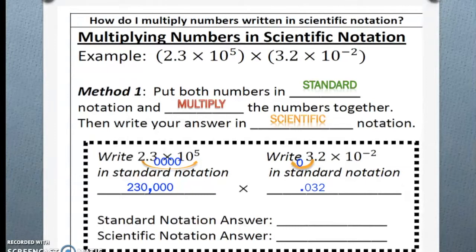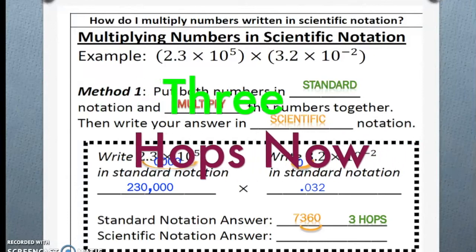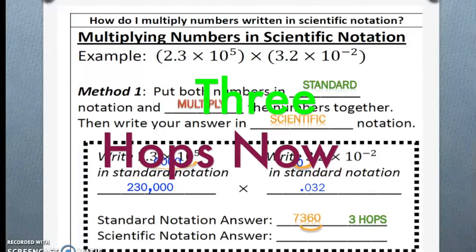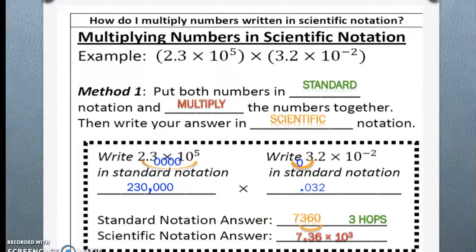Now we're going to multiply 230,000 times 0.032, which will give us our regular number, standard notation, 7,360. Now we're going to convert that number into scientific notation. Once again, your number must be between 1 and 10. So we're going to hop 3 over to the left, leaving us with 7.36 times 10 to the third power. Hope that's making sense to you right now.